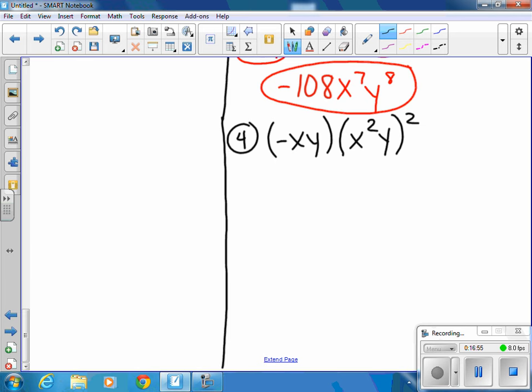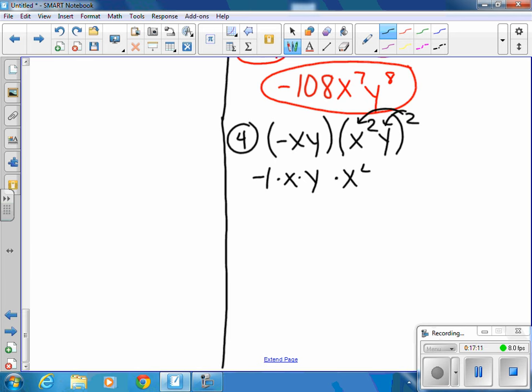If you look at the first parentheses, I need to pull this stuff apart because it's one big old product right now. It's negative 1 times x times y. The more you can separate things, the better you're going to be when you go to put them back together. Now this 2 has to go to everybody. We got to distribute that. So this becomes x to the 4th, because x squared squared is 4, and then y squared.